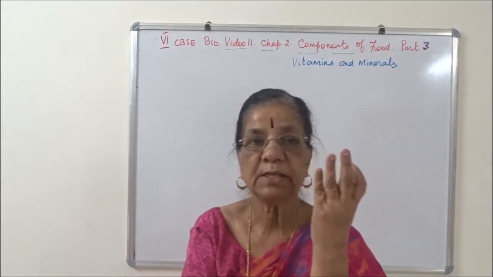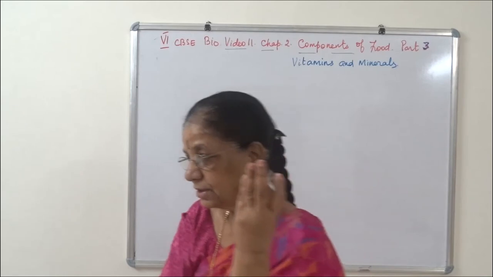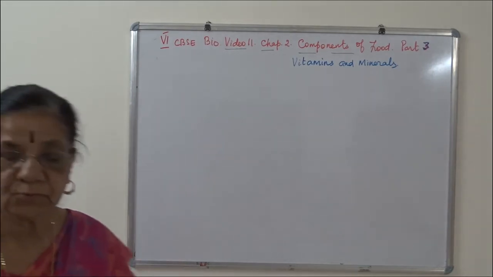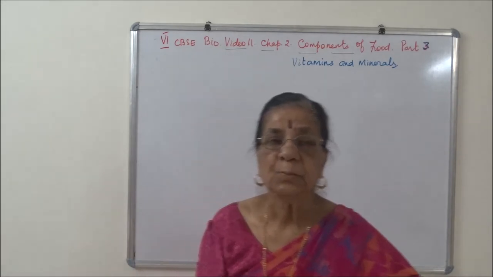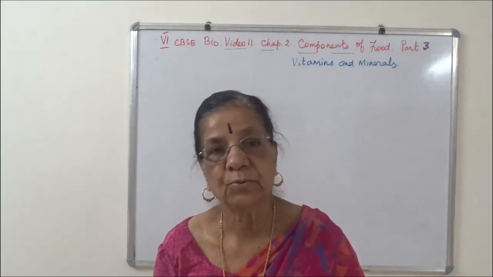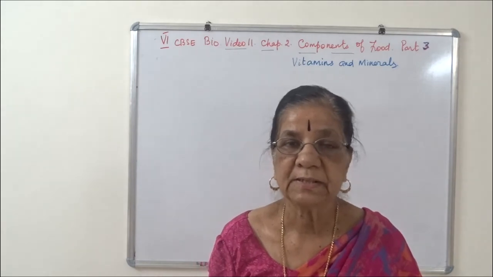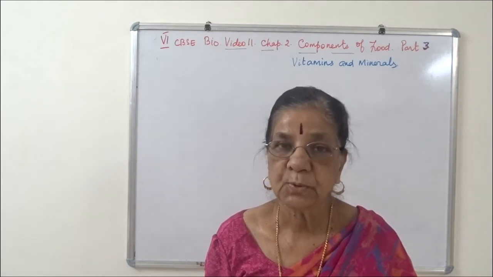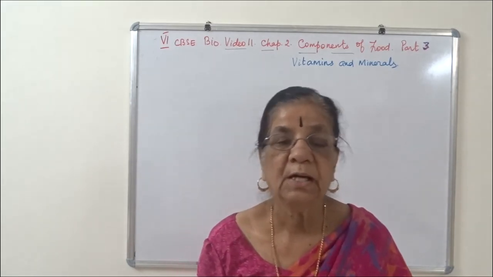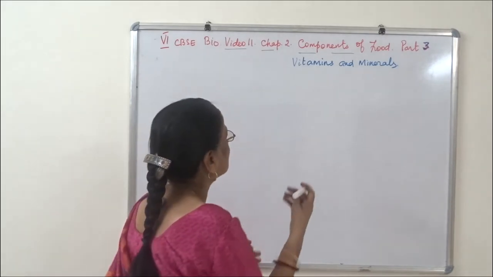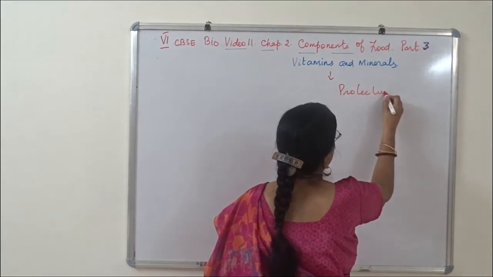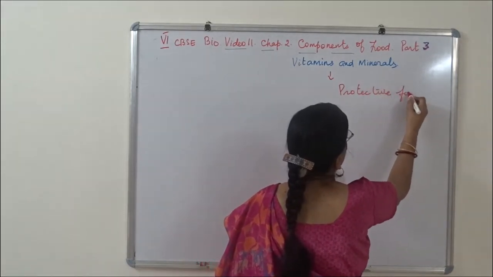In that, carbohydrate and fats are energy giving food, whereas proteins are body building food. I hope you remember that. So carbohydrate and fat are energy giving foods, whereas protein is body building food. These vitamins and minerals are protective foods. They are called protective food.